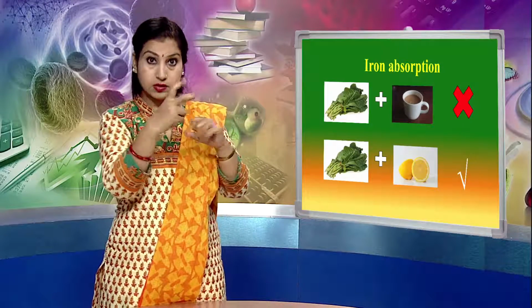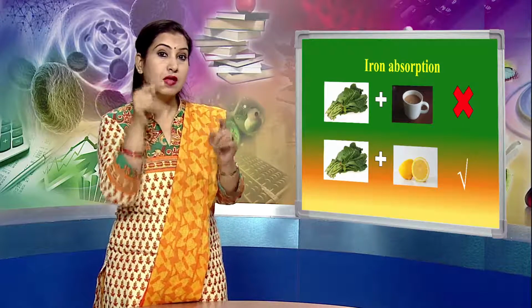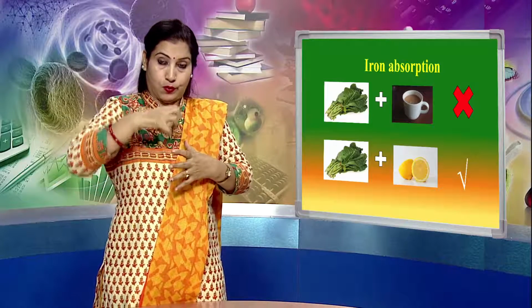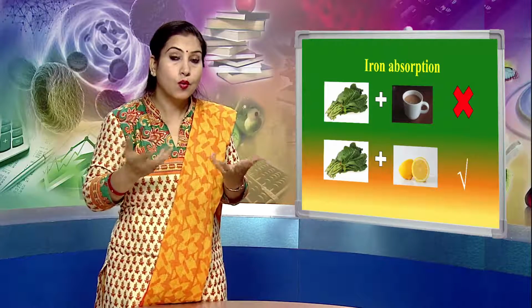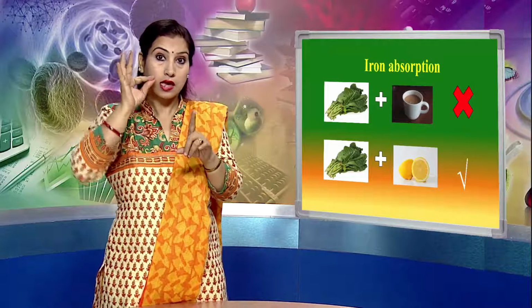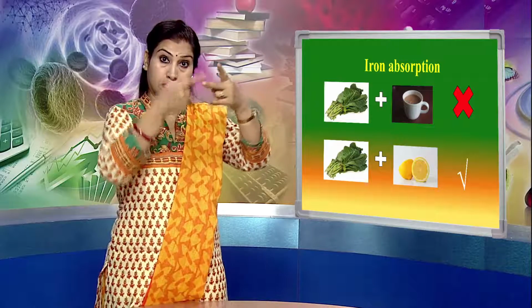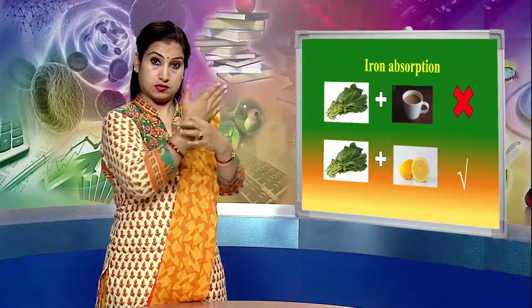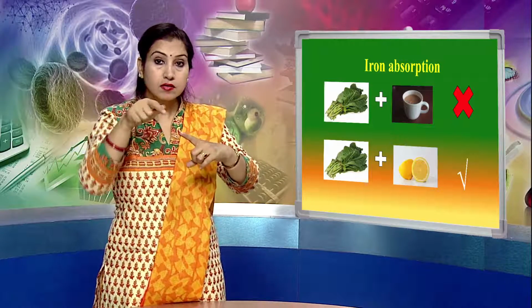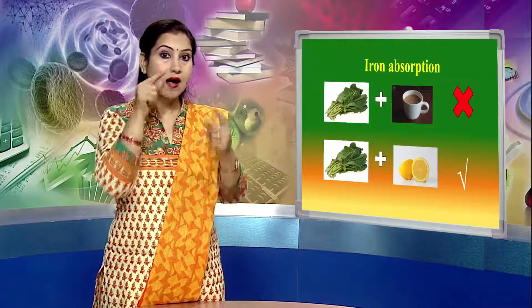Now this is a picture you can see and understand iron absorption. Spinach when taken with tea is not right. On the other hand, spinach when taken with lemon is good for iron absorption.